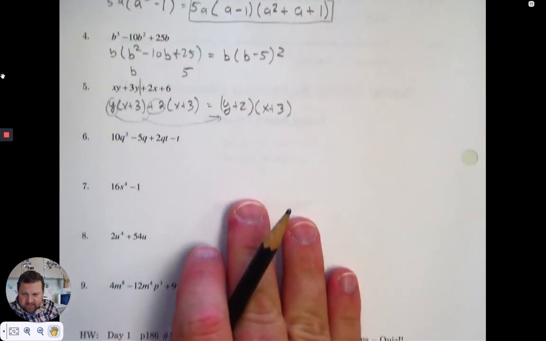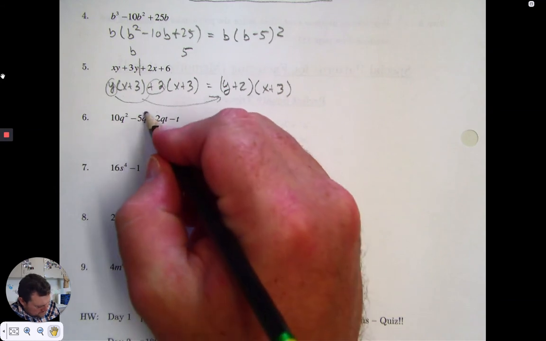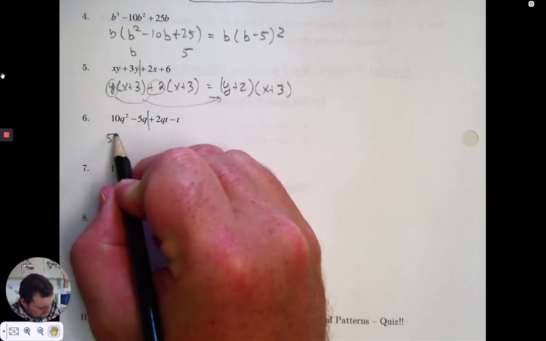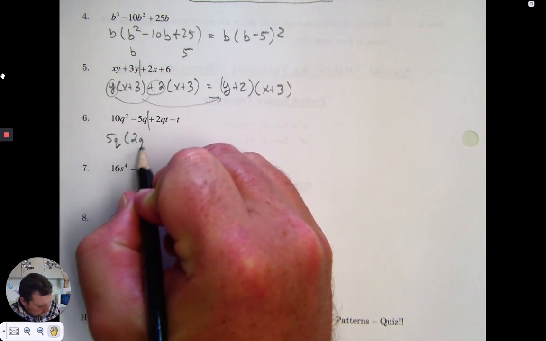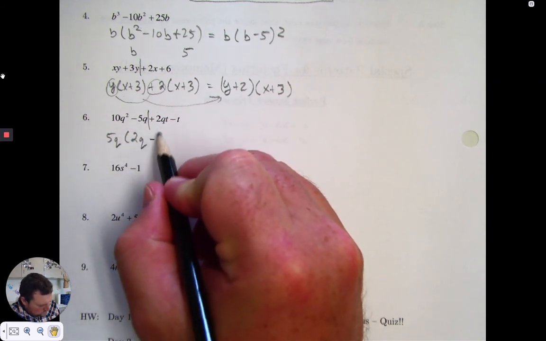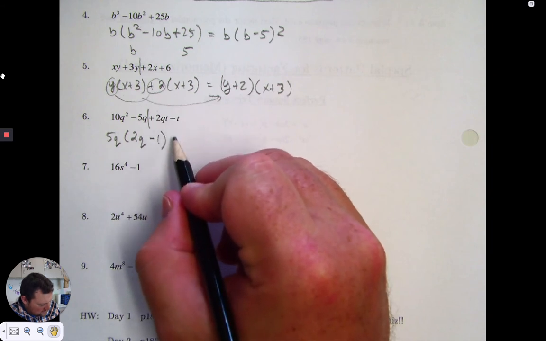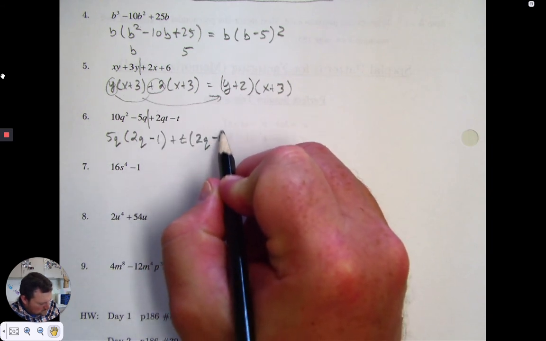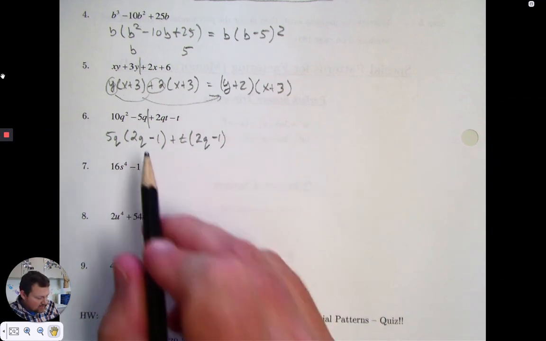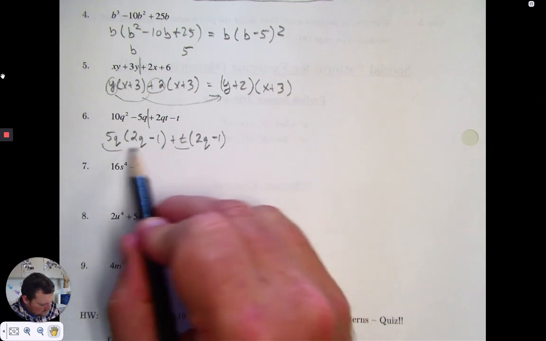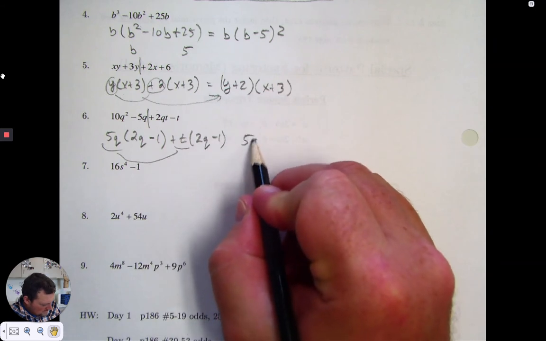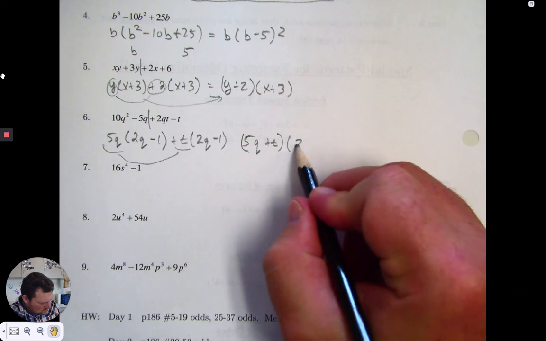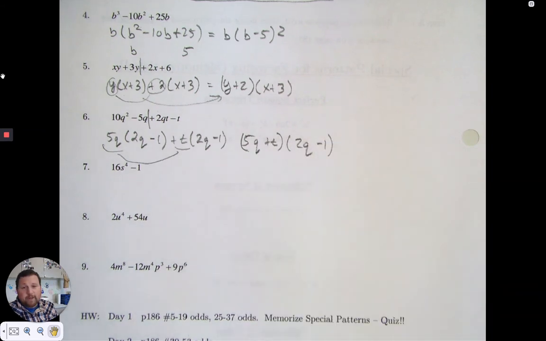Number 6 is a similar type of problem. There's nothing we can pull out of it all, so let's try breaking it in half. We could take a 5q out, and we're left with a 2q minus 1. And then on the second one, we can take a t out, so that would mean we have 2q minus 1. So again, our insides are the same, so we can bring these outside pieces together. So 5q plus t times 2q minus 1.